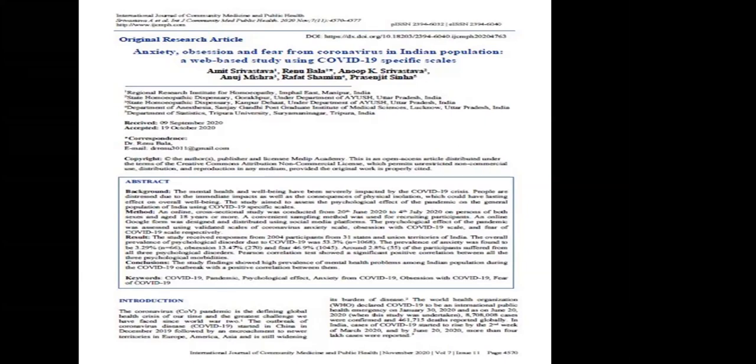The overall prevalence of psychological disorder due to COVID-19 was 53.3% in this study. The prevalence of anxiety was around 3.29%, which is in line with the National Mental Health Survey released by the Government of India. The prevalence of obsession was 13.47% and fear was 46.9%. And around 2.8% of the participants suffered from all three psychological disorders. So this was the main outcome of the study. So with these specific scales, we can strengthen our case records and our studies.